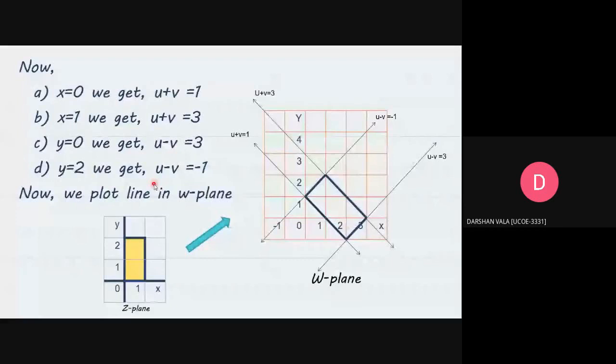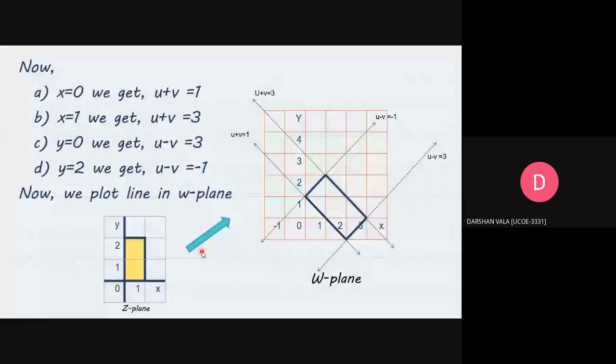Now we plot the above 4 lines in the W plane. So we get a rectangle. If we compare the graph plotted in the Z plane and the W plane, so we conclude here. So we verify the definition of a linear transformation. Next slide.